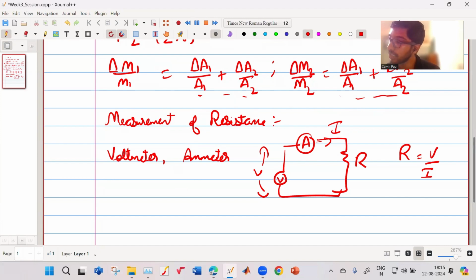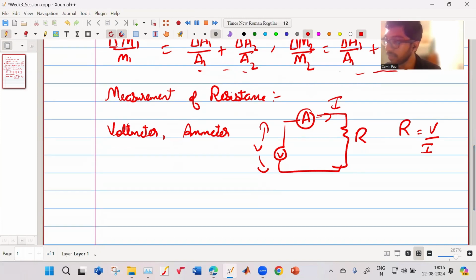So a way to do that is known as the Kelvin's double bridge. Okay, it is similar to my name, but this is different. So there's something known as a Kelvin's double bridge.